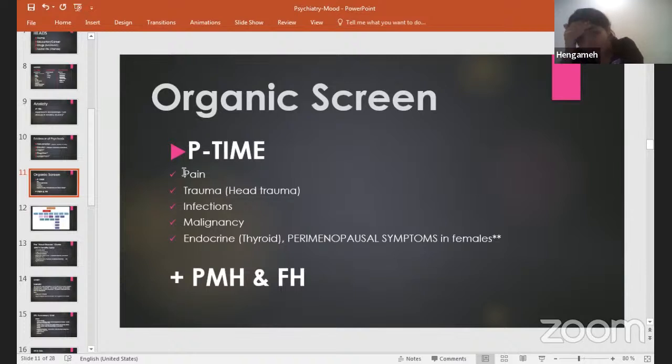Infections, I like to ask about fever and night sweats. Malignancy, changes in weight. Thyroid, I prefer to ask about any changes to your heat or cold tolerance. And always remember to ask about perimenopausal symptoms like hot flushes, mood swings, palpitations in perimenopausal women. And any previous medical conditions, any previous mental health issues, or family history of similar issues.